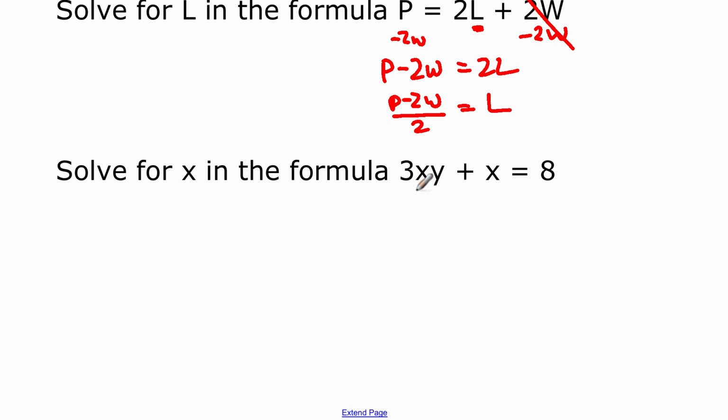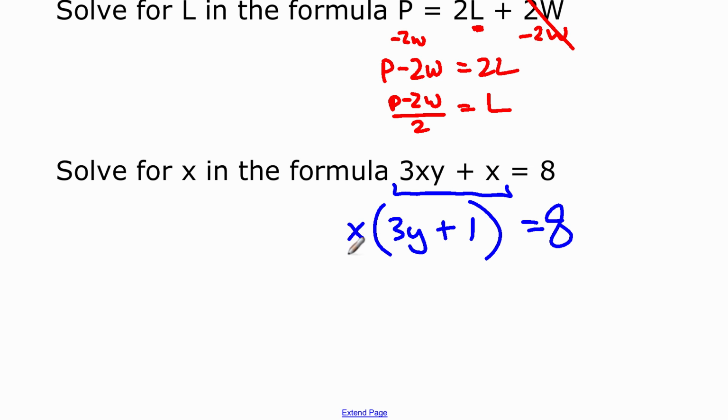There is a nice little trick to get 1x by itself. If you have 2 terms like this right together that each have the same variable, what you can do is factor out that variable. So if I factor an x out of here, I'm left with 3y. If I factor an x out of here, I'm left with 1, equal to 8. Now I only have just 1x. I want it on a side by itself though, so I have to get rid of this. It's x times that.